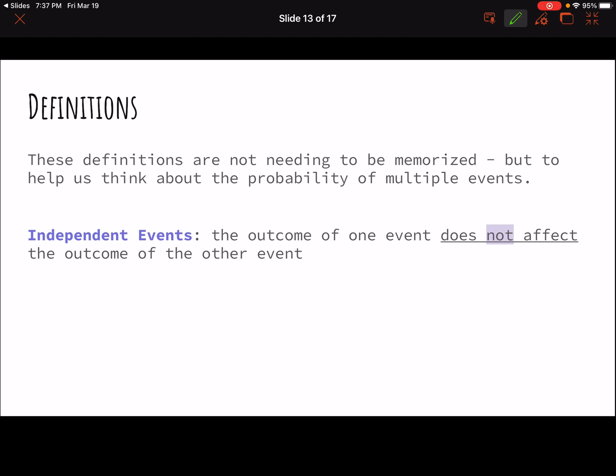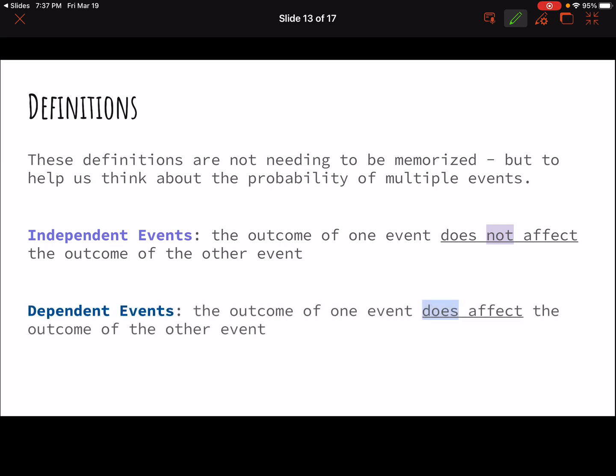So those 2 events are 100% separate of one another, like rolling a dice and then rolling the dice again, or rolling the dice and then flipping the coin. Those are separate of one another. You can do whatever you would like to that first dice roll. The second dice roll has its own equal probabilities.